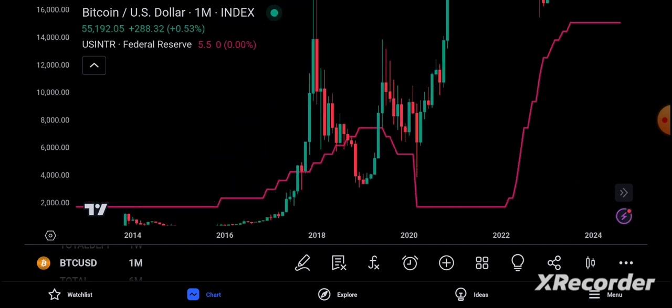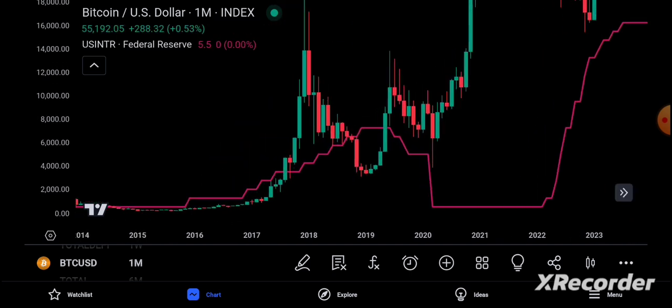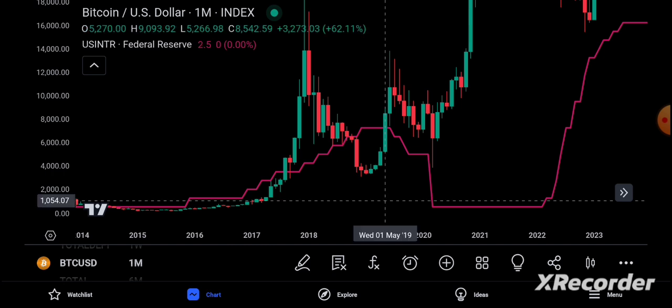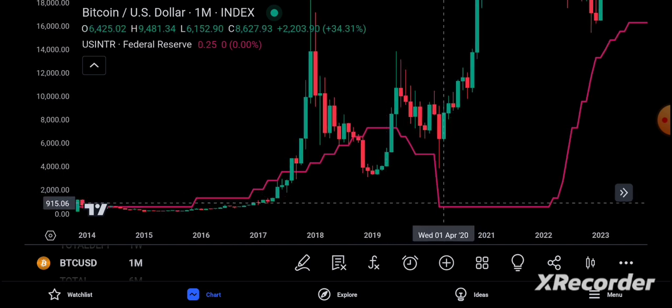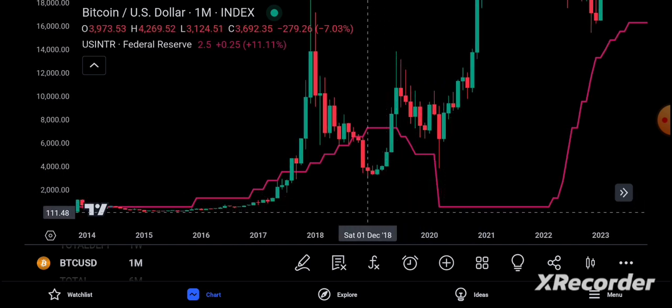So yeah, what happened? In December 2018, we experienced a rate hike, and this will give us context for what I'm about to show now that is happening currently. In December of 2018, the rate hike plateaued.